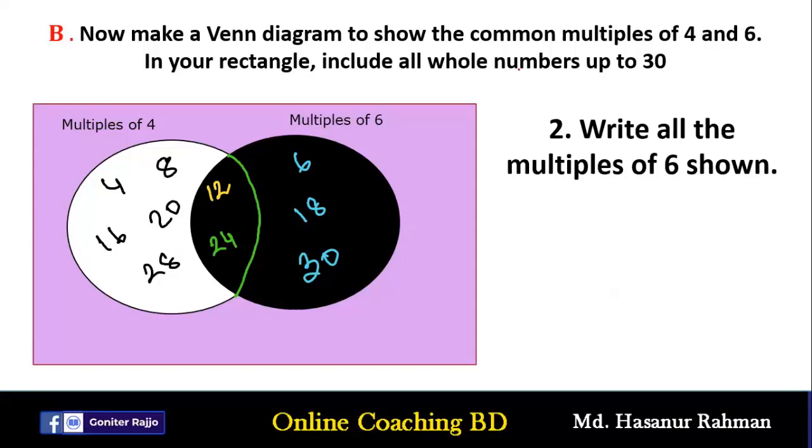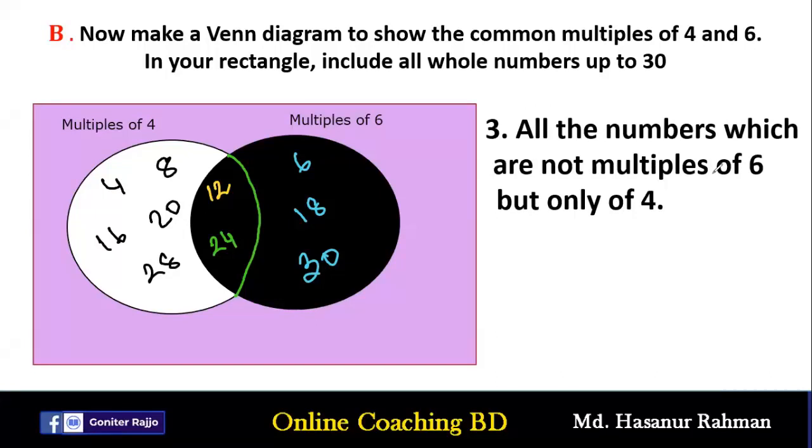Now number 3. Number 3 says all the numbers which are not multiples of 6 but only of 4. So we have to find numbers that are not multiples of 6 but only of 4. This is a similar way to the previous one. So what will be the final answer? We can easily say that it will be 4, 8, 16, 20, 28. These numbers are not multiples of 6, but are multiples of 4.